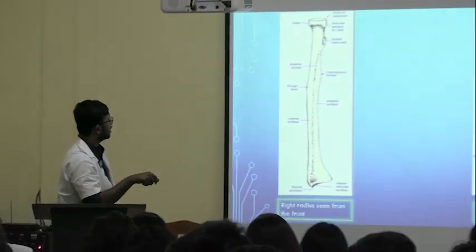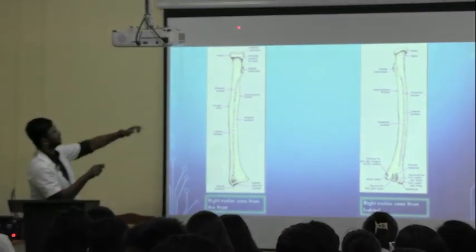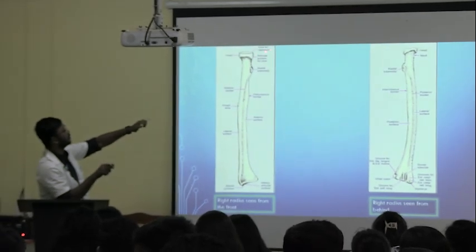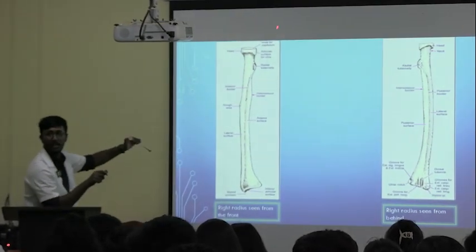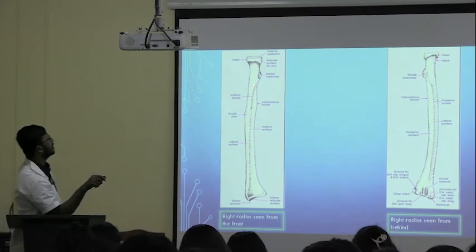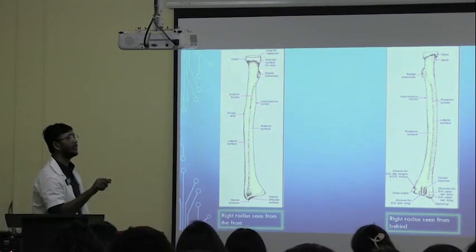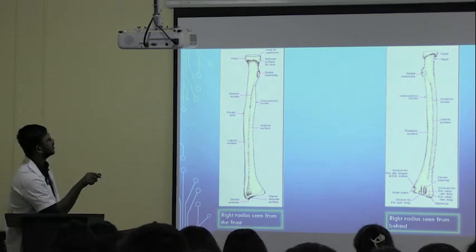Okay, so this is the right radius. Here we will see the head. This smooth part is the area for the capitulum. Capitulum of what? Of the humerus. And this is the radial tuberosity, where a very important muscle inserts, the biceps brachii.